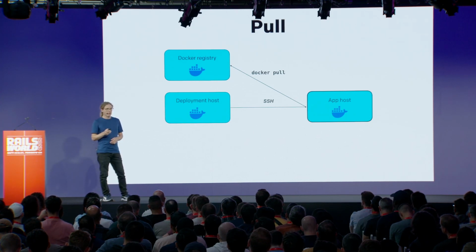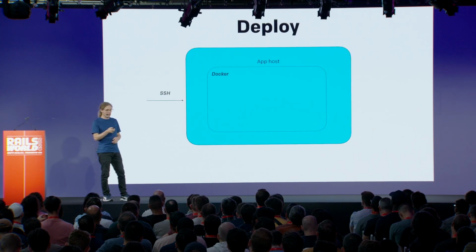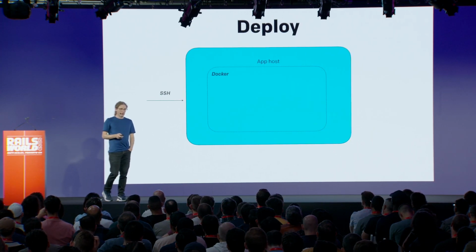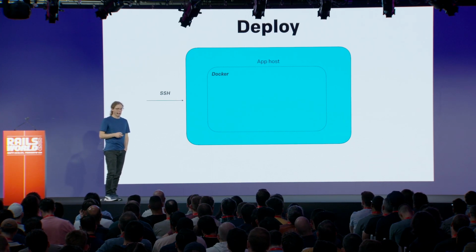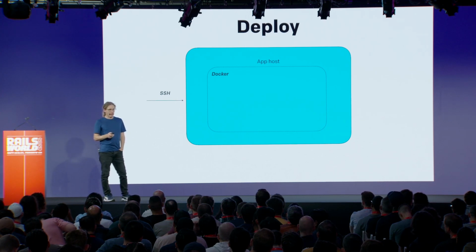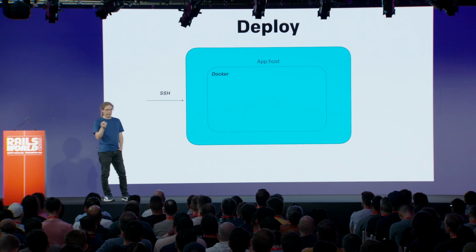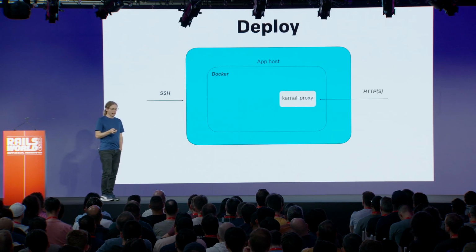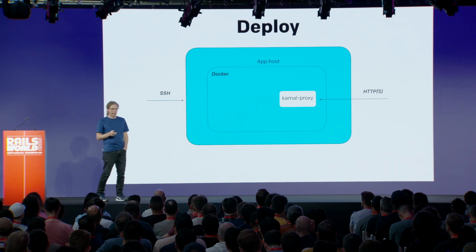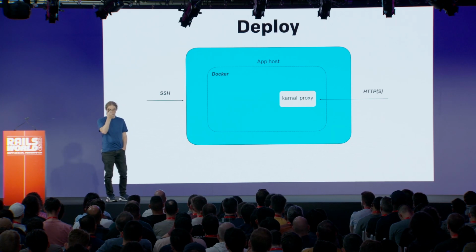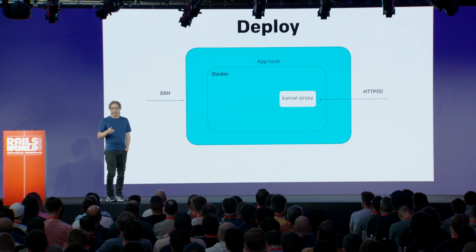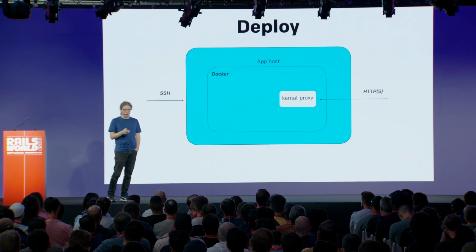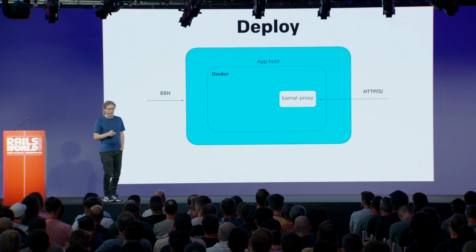Okay, so the next part's the deployment phase, and we'll zoom into the application host for that bit. So we've got our commands coming in over SSH from our deployment host. And we've got Docker installed here. We've just copied our image on. And the first thing we're going to do is boot a proxy. So this, in Kamal 2, is going to be an instance of Kamal Proxy, which is the new proxy we've built. And my colleague Kevin is giving a talk on that after this. So if you're interested in knowing more, come along to that.